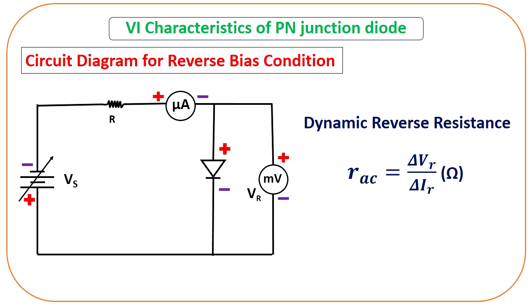To measure the voltage drop across the diode, we have connected a millivoltmeter, similar to the forward bias. What we have to do is vary the source voltage from 0 to 30 volt in one volt steps in both forward and reverse bias, and measure the current and voltage in both.